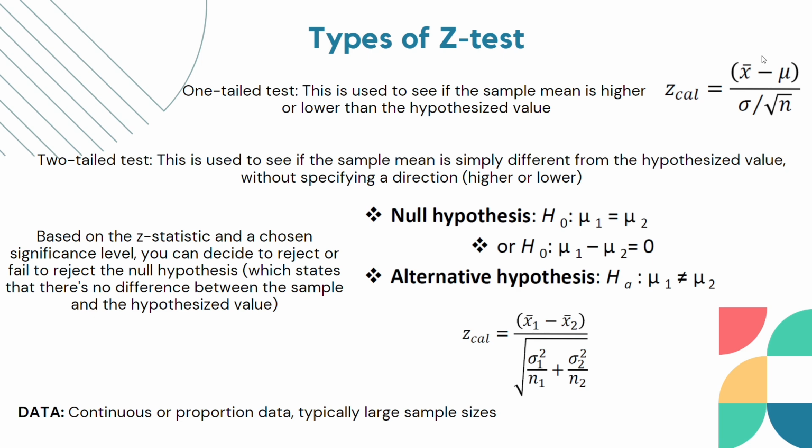One-tailed test is used to see if the sample mean is higher or lower than the hypothesized value. Two-tailed test is used to see if the sample mean is simply different from the hypothesized value without specifying a direction. Decision criteria is to reject H0 if the Z statistic is greater than the table value, or we can just compare the p value with the level of significance. That is, we will reject H0 if the p value is less than the level of significance alpha. And if the null hypothesis is true, then we can say there is no significant difference between the sample and hypothesized value.